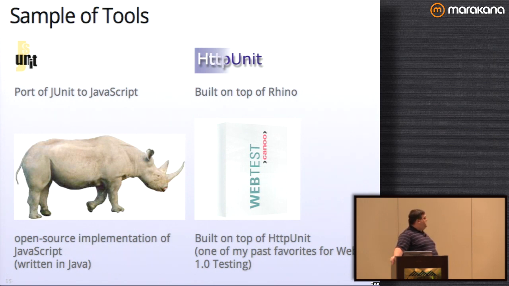There's a really nice tool, Rhino, which they talk about with Project Nashorn coming out, but Rhino is really nice because it let you have a JavaScript engine running in Java so that you could run unit tests without having to launch a browser or anything like that. And HtmlUnit was built on top of Rhino, but the one that I liked the most back in the Web 1.0 days was the Canoo WebTest. Does anybody use Canoo WebTest? No? Well, it's a lot of fun. So you should check it out.